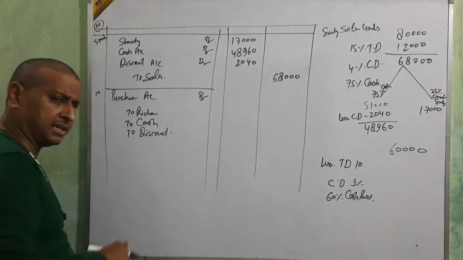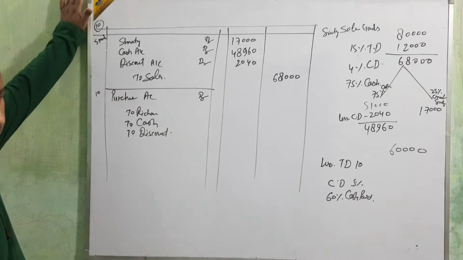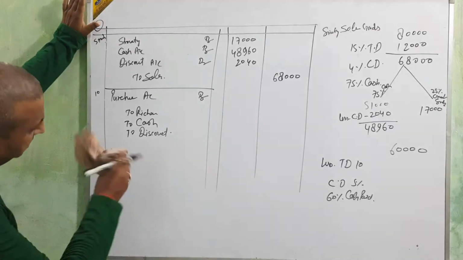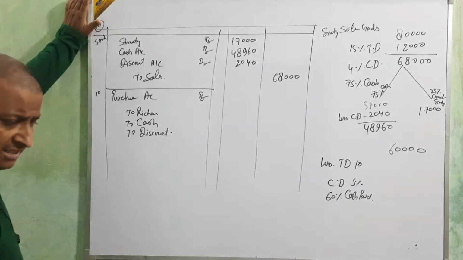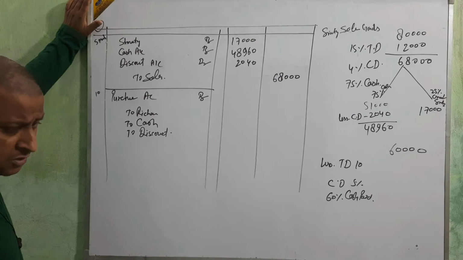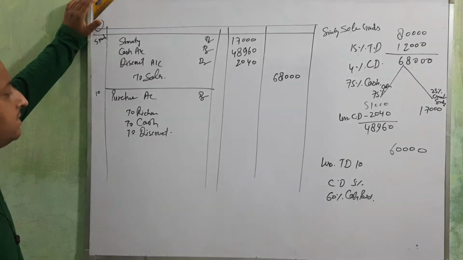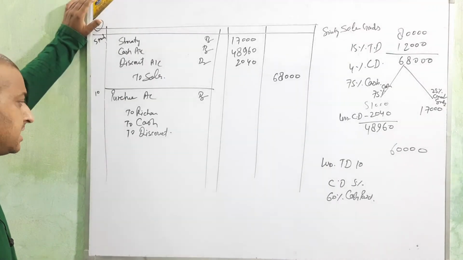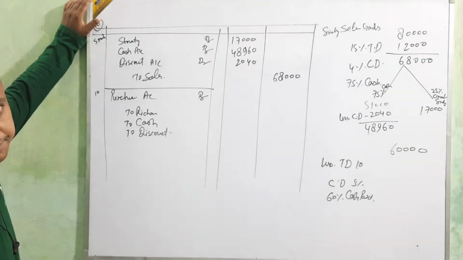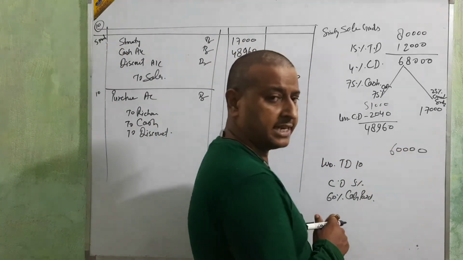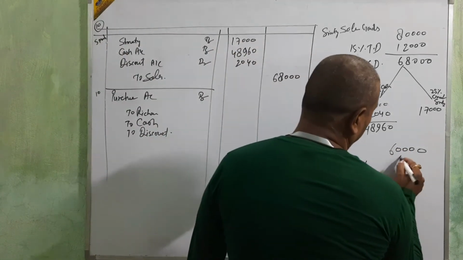It's very easy beta. Entry is very easy. Only the calculation of amount is some difficult in the problem, but entry is very easy. Richa, because Richa is giving the goods, so credit. You are paying the cash, so credit. You are receiving the discount, so credit. Okay beta?